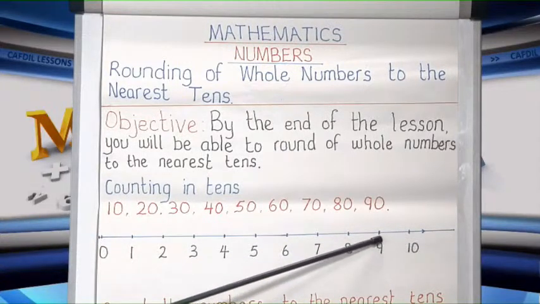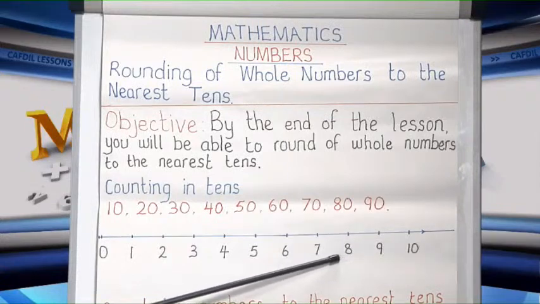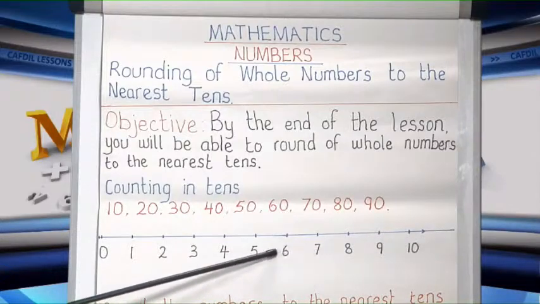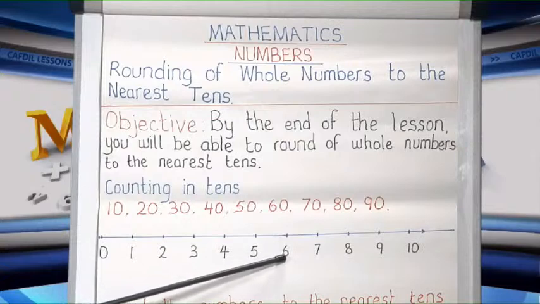So it follows from 9, which number again? It comes to 8. From 8 we go to what? 7. From 7 we go to what? 6. From 6 we go to what? 5. Good.